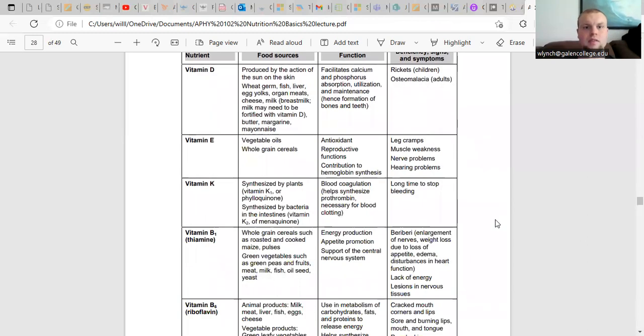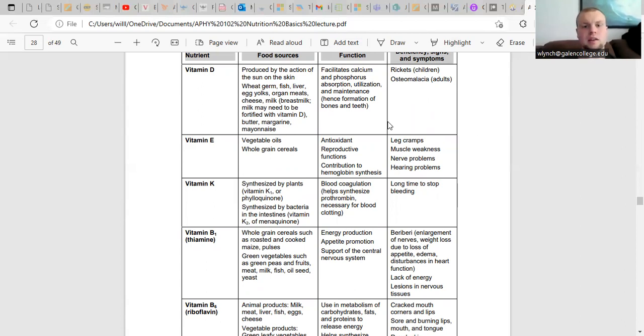Next is going to be vitamin D. Vitamin D is produced by the action of the sun on the skin. Also, we can get it from dietary sources like milk, dairy sources, breast milk, butter, margarine, and mayonnaise. Function is to facilitate calcium and phosphorus absorption in the intestines. Also, we are going to be able to maintain bone formation, right, and also tooth formation. Deficiency leads to rickets in children and osteomalacia, or softening of bones, in adults.